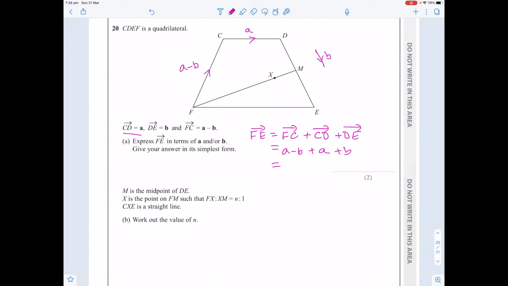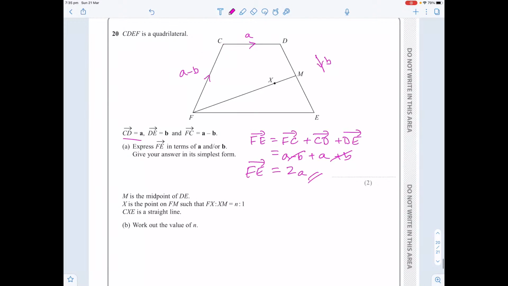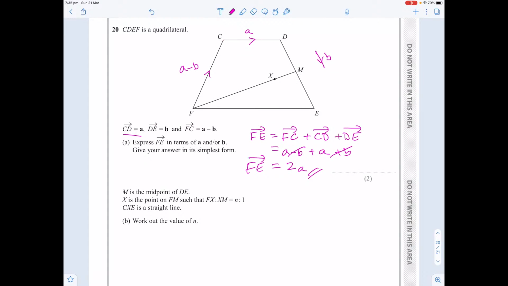And now we can just collect all the like terms. So we have A plus A, which is 2A. And the minus B plus B, they cancel out. So it's just 2A. That was the easy part of a vectors question. All vectors questions are always going to have a part A and a part B, and sometimes even a part C. Part A is always relatively straightforward, so make sure that you bank those 2 marks, or however many marks are given for part A.